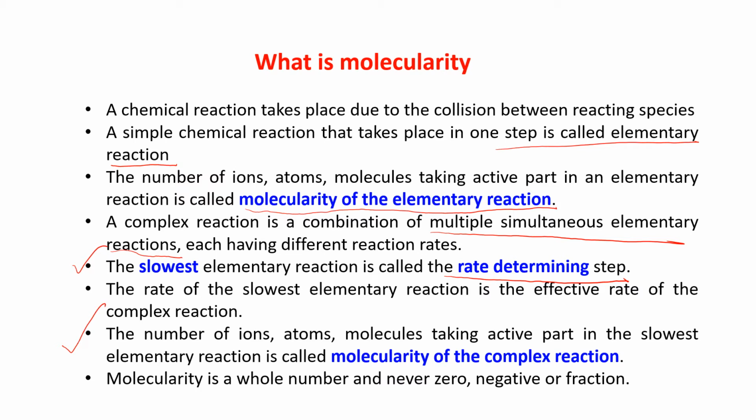The number of ions, atoms, molecules taking part actively in the slowest elementary reaction is called the molecularity of the complex reaction. Now, molecularity is a whole number and can never be zero, negative or fraction, but order of reaction can be zero, can be negative, can be even fraction also. But molecularity is a whole number. It can never be zero, negative or fraction.